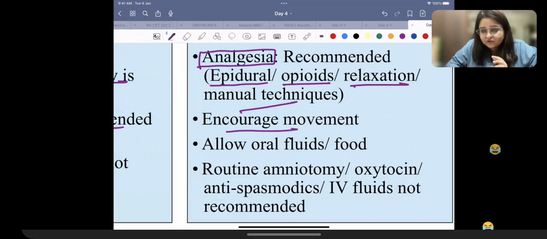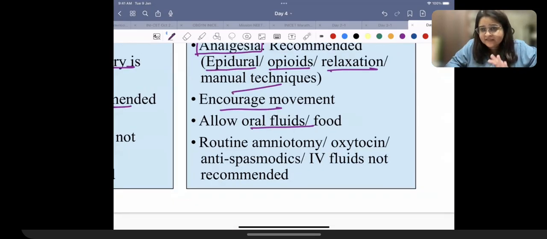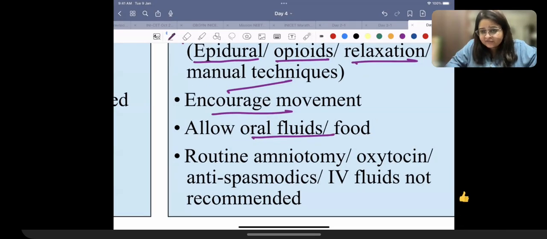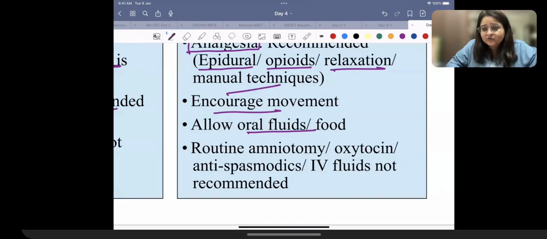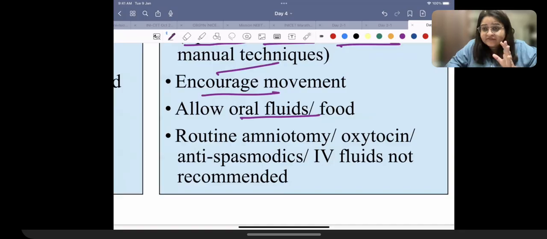Encourage her to move about. Allow her to take oral intake of fluids and food. Do not keep her NBM. I've seen many places they keep the woman NBM. No, you have to allow her to take fluids and food. CTG is cardiotocography. ठीक है. Shaving should not be done. Shaving will increase the incidence of infection.